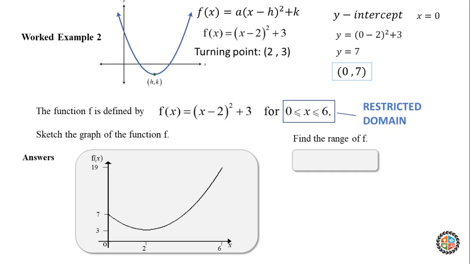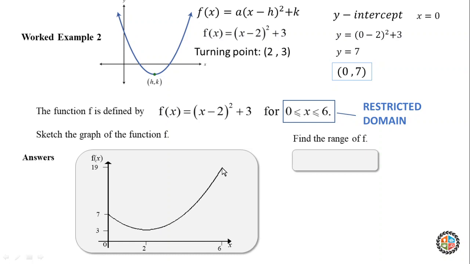Okay? Now, if there is a restricted domain, there is also a restricted range. And you will notice that what is the lowest point over here? The lowest point is 3. I repeat, the lowest point is 3. It is based from our turning point. The lowest point is 3 and the highest point is 19.